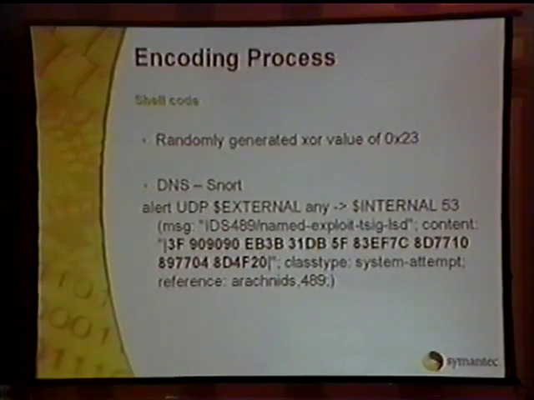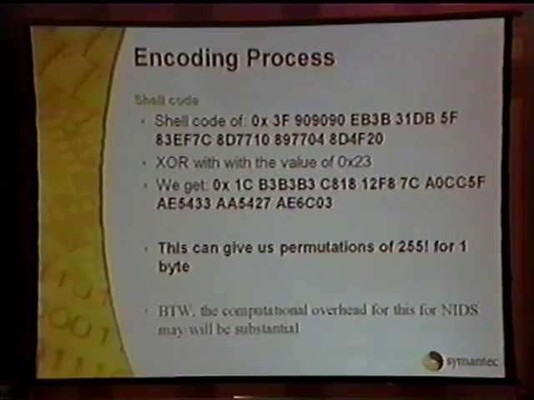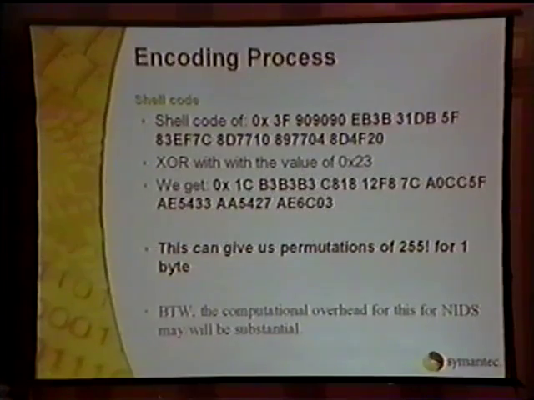if we have a randomly generated XOR value of 23, and within the polymorphic attack we have shellcode, and I'm using this from Snort, this particular shellcode that Snort's looking for on the TSIG vulnerability. Again, this is pattern matching here. We can take that shellcode that's highlighted there and bolded, and we can do an XOR with a value of 23. So what happens when you do that is now, instead of 3 F90s, I have 1C, B3, B3, B3, and so forth.